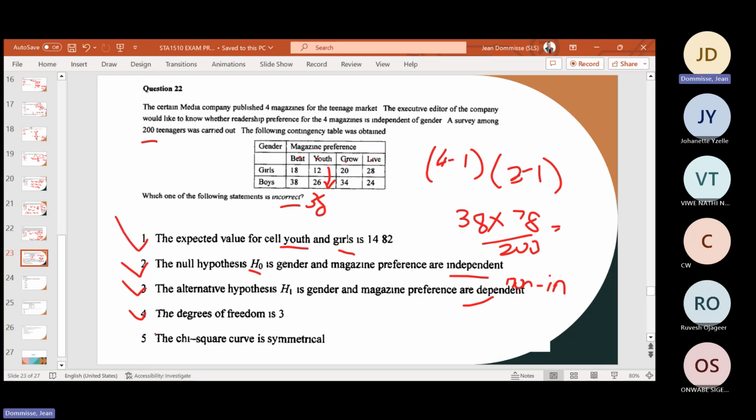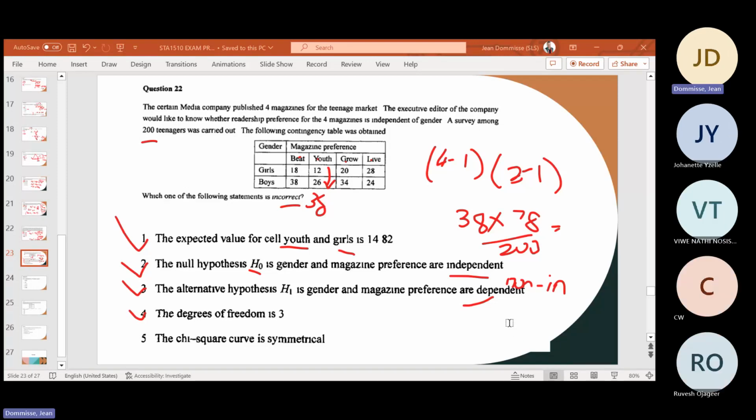And then the last one, the chi-square curve is symmetrical. Okay, so let's quickly look at it. So remember, it is in chapter 10. I don't think they show it to us in chapter 10 really, but they do show it to us in the graph. Okay, and there we can see it is definitely not symmetrical. So chi-square curve is symmetrical is the wrong one. Okay, only the normal curve is symmetrical.